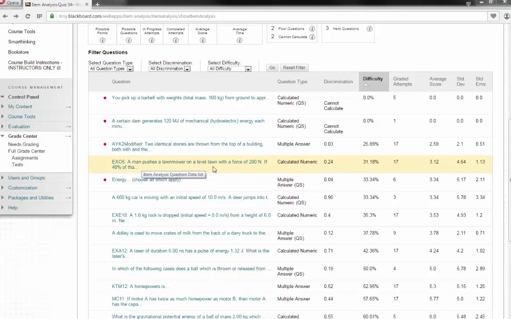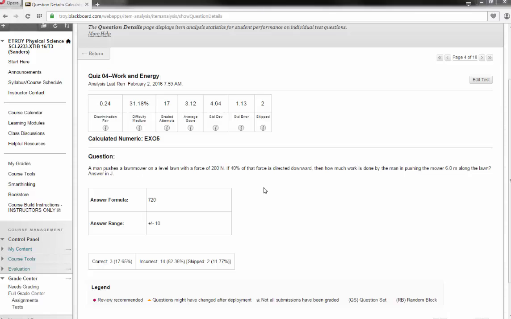Alright, the next one that I'm going to do for you is this odd-numbered exercise problem. If you look this up in your book, you'll see that the answer given for this exact problem was 720 joules. So how did they get 720 joules? They said 40% of the total force is directed downward, and therefore 60% is directed horizontally, and therefore work is force, 200 newtons, times the 60%, times distance.